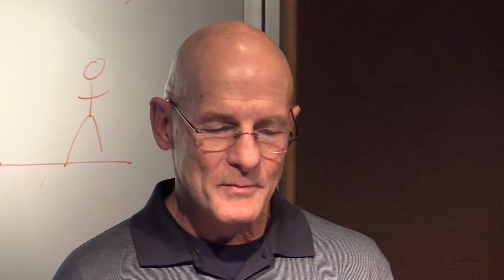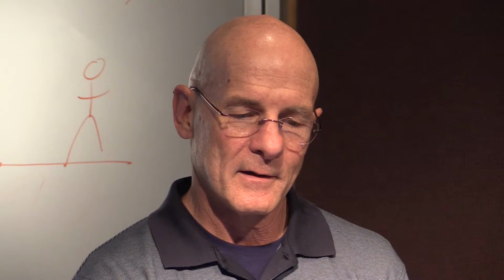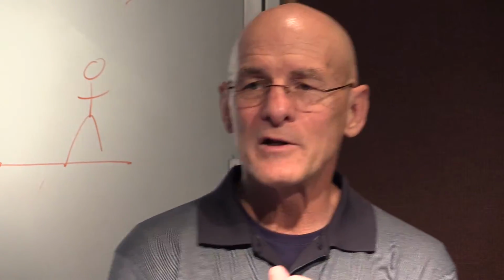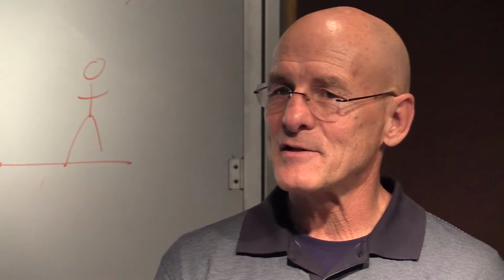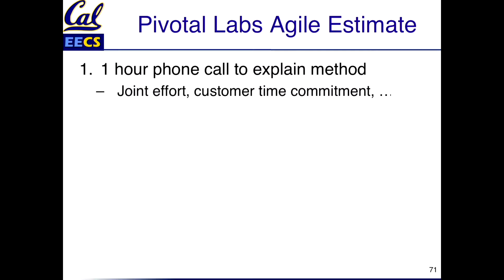So where are they going to get the estimate from? What are the steps they go through? First, it starts off with a 1-hour phone call. A company's interested in working with Pivotal Labs. They call on the phone. Part of what they do over the phone is explain how things are done. This is not a contract. This is not outsourcing a contract of work to do. This is a joint effort with you and us. You need to make a time commitment for the work.